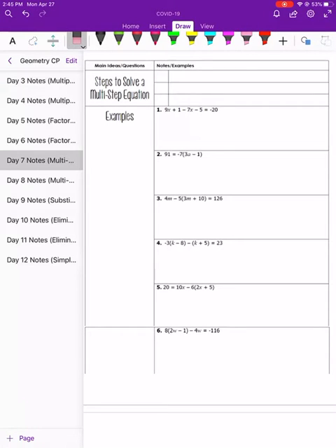Okay. Hey guys, so we're going to be doing day 7 notes today. Day 7 notes is going to be on multi-step equations. So for this week, you guys are going to have day 7 and day 8. Both of these days are going to have a classwork that goes along with them. That classwork is going to be a Kahoot.